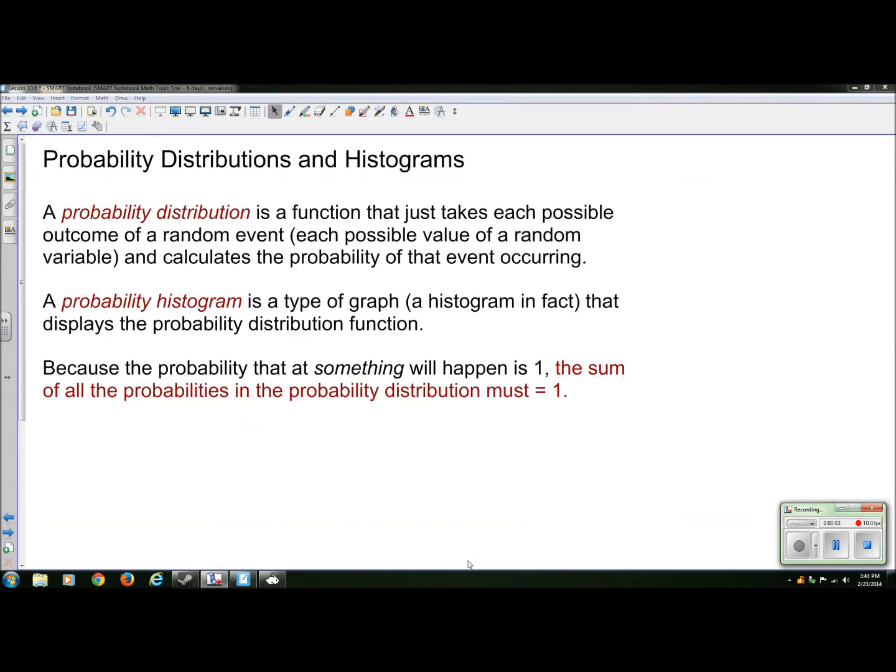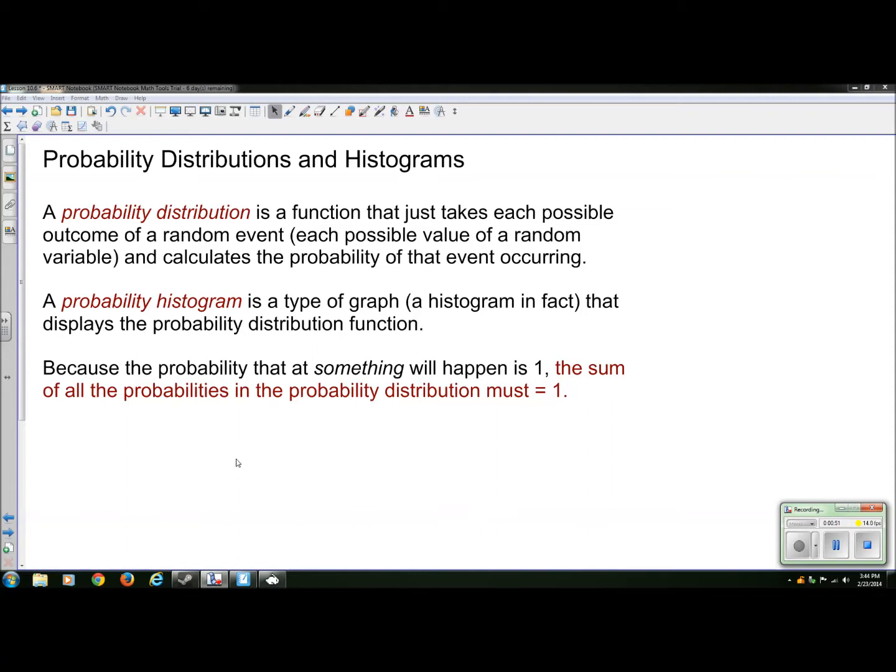Probability distributions and histograms. A probability distribution is a function that takes each possible outcome of a random event, or we could say each possible value of a random variable, and then calculates the probability of that event occurring. A probability histogram is simply a type of graph that displays the distribution function. In fact, it's a histogram, which you might remember making in one of your previous math classes.